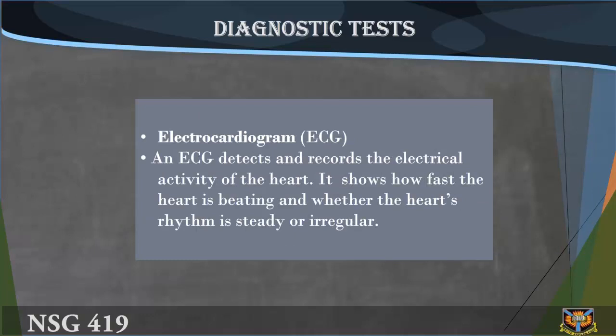Electrocardiogram (ECG). An ECG detects and records the electrical activity of the heart. An ECG shows how fast the heart is beating and whether the heart's rhythm is steady or irregular. It can also detect if one of the heart chambers is enlarged, which can help diagnose a heart problem.